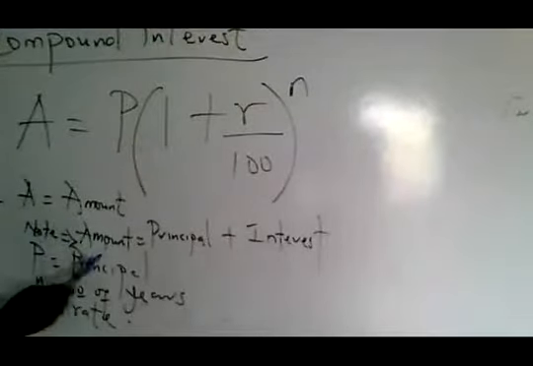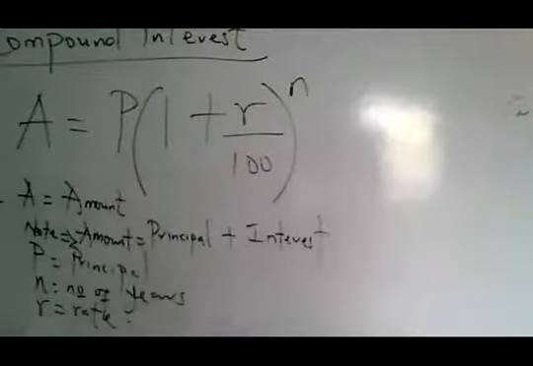And you should know that amount is principal plus interest, preferably a simple interest. P is principal, N is the number of years, and R is the rate. So it's as simple as that. The formula is straightforward, and the way you apply it is also straightforward. There's no trick question there. So let's take a look at a question on it.